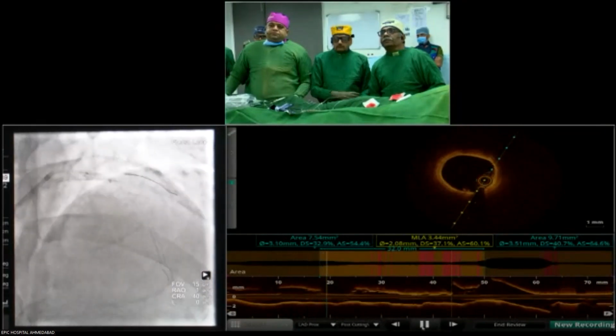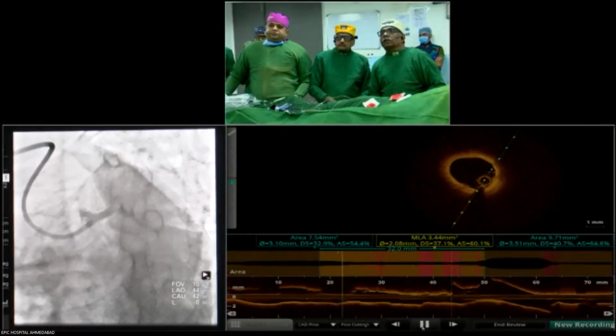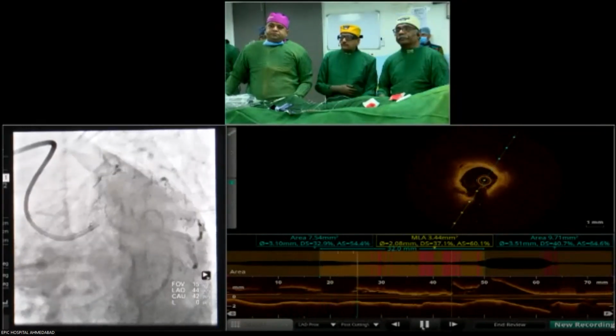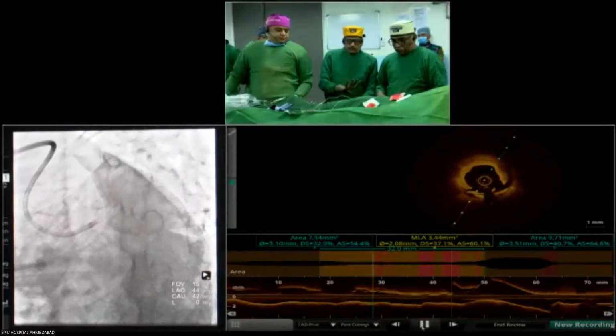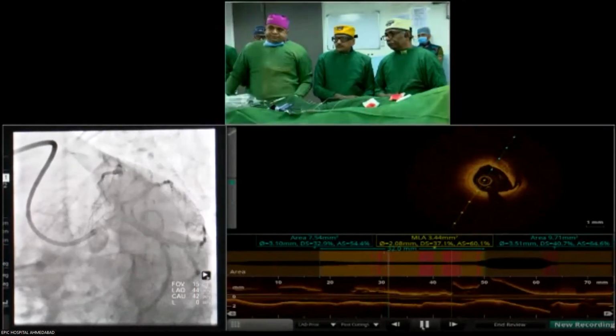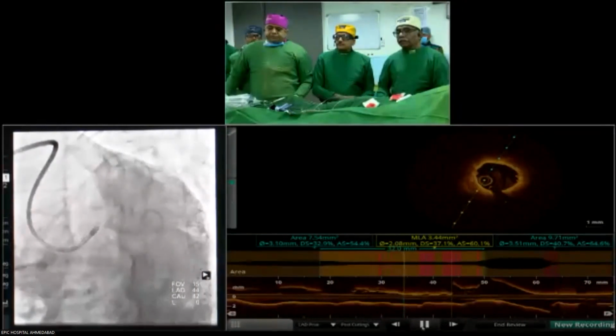Okay. Next. Is the balloon actually a POT balloon or a normal balloon? No, it's a POT balloon. What is the size of the balloon you took? 4 by 8. It's a POT balloon with this side extension.